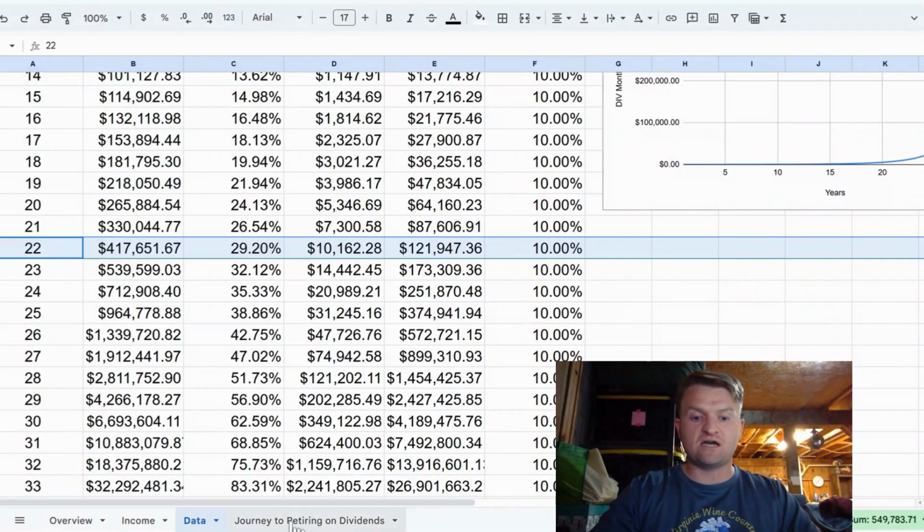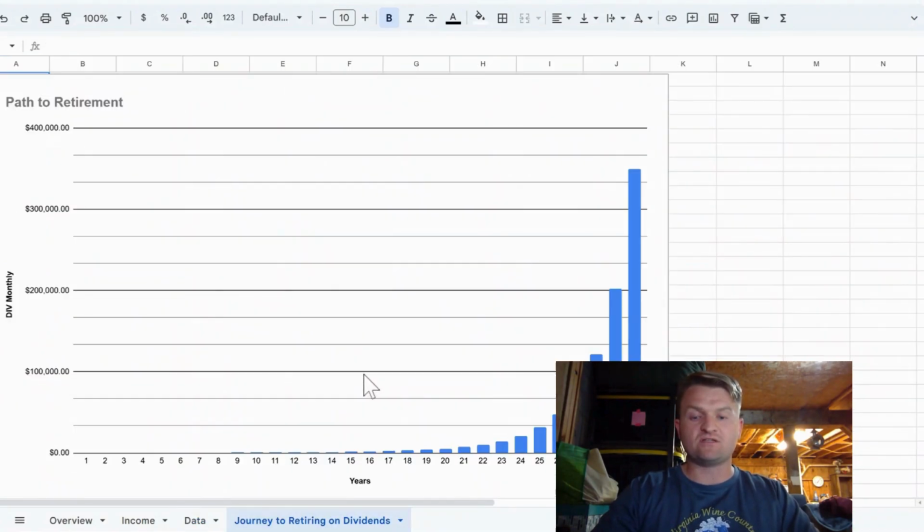Now, closing this out, looking at our journey to retirement on dividends, it's just a bar chart. It just looks sexy. Again, that's just small potatoes there. We're looking at that 22-year or 21-year mark, which I told you earlier. It's amazing. Just in 30 years, if I don't touch the dividends, our monthly dividend could be over $300,000 a month, every month. I mean, again, it's exponential. It's amazing how much this stuff can grow if you just don't touch it. And that's the beauty of it.